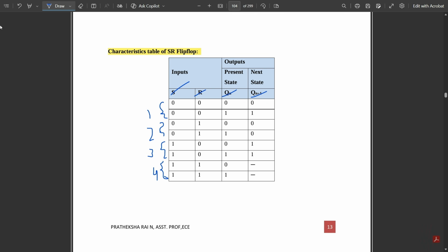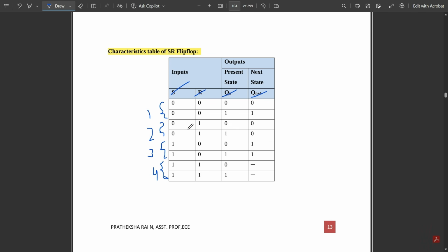Now for the present state, when S and R both are low, we know that when the present state is 0, the next state would be 0. But when the present state is 1, the next state also would be 1, because according to the definition the state remains unchanged, right? So whatever is the present state, that same bit would be there in the next state, whether it is 0 or 1. So when the combination is 0 0, when Qn is 0, the next state also would be 0, and for 1 the next state also would be 1. So this is for 0 0.